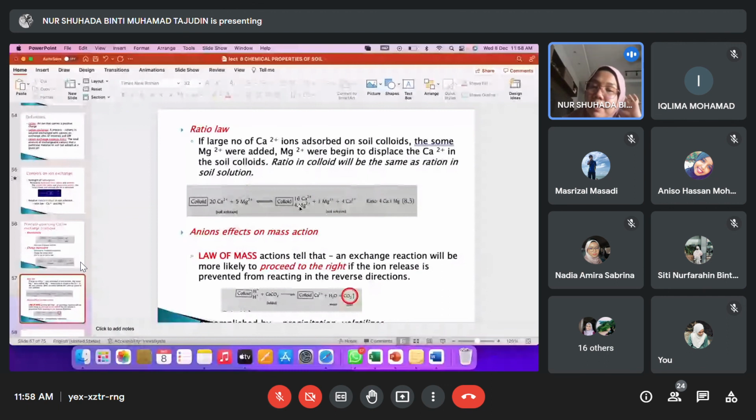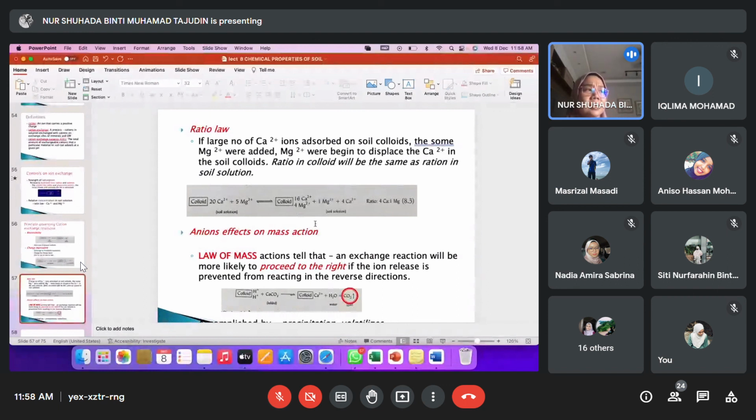By right, this 16 and 4 concentration is actually not stable in the soil, because calcium to magnesium has to be 1-to-1. Meaning if you have 16 calcium, you have to have 16 magnesium. Or if you have 4 calcium, you have to have 4 magnesium, a 1-to-1 ratio. So it's not balanced here.